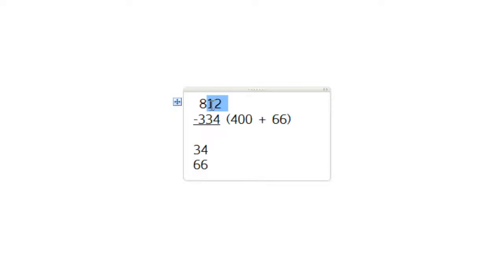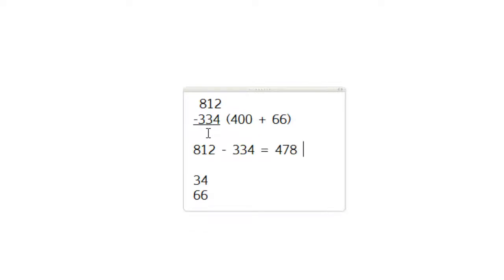So remember, this one's an easy one, but 78, obviously. So let's just check the answer. The moment of reveal. 800 minus 334 equals 478. There we go. So we got it right. My God, it works. I'm so surprised myself.